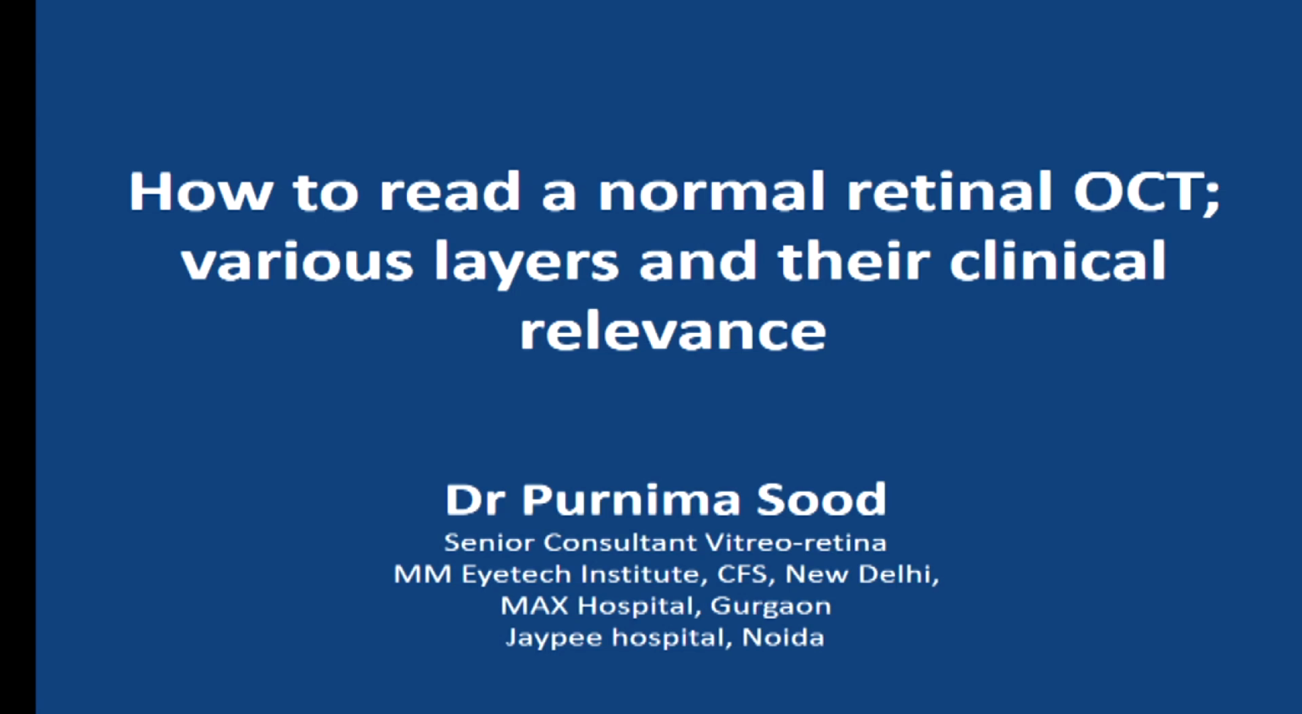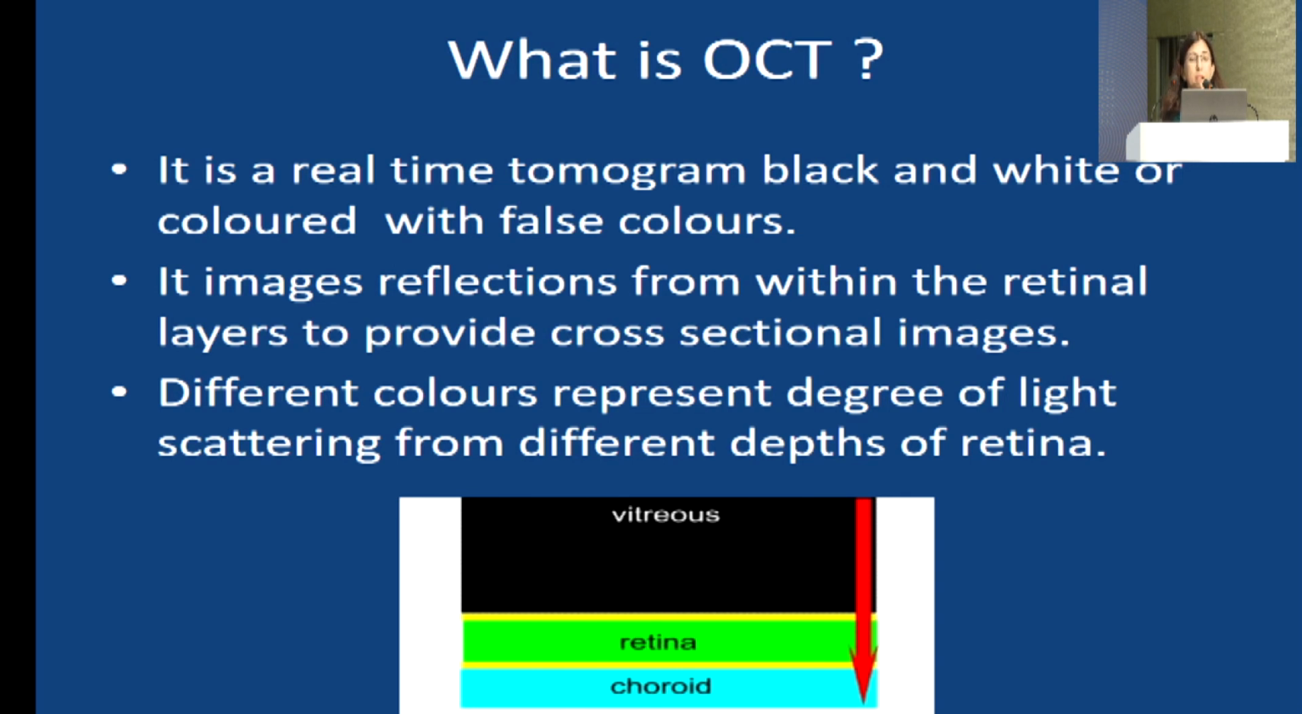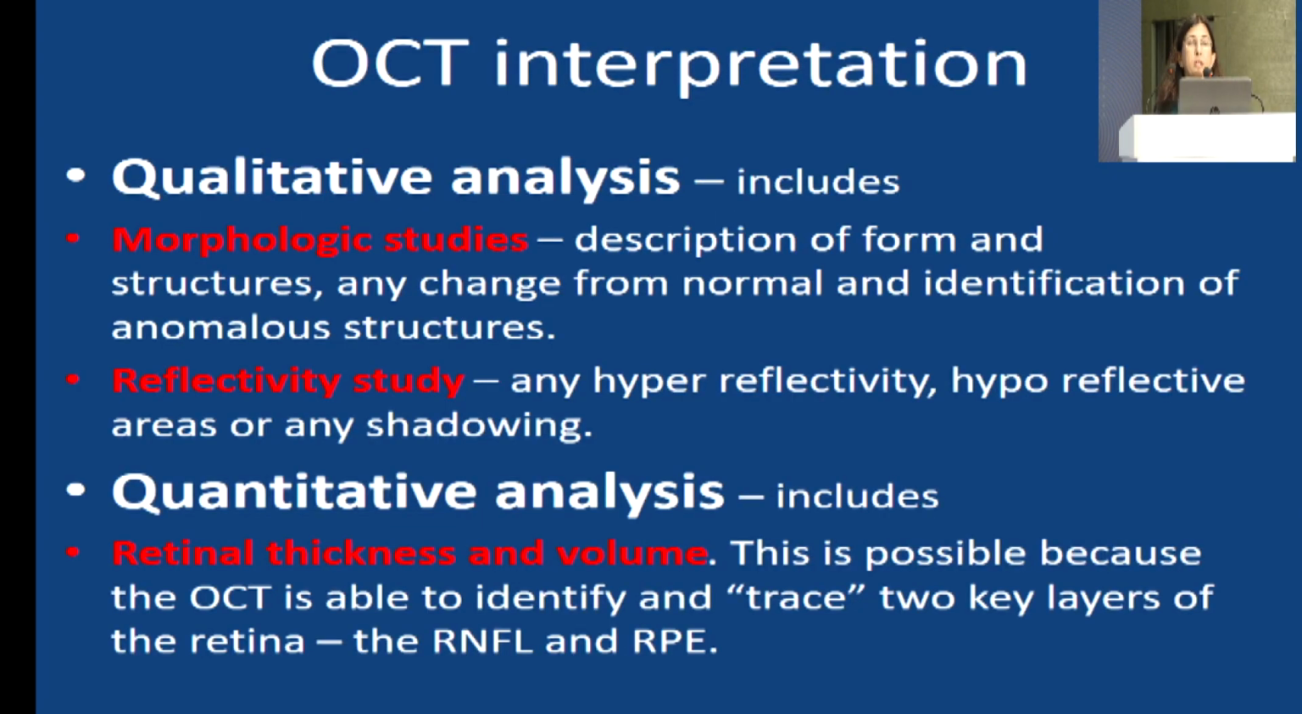Good morning, everyone. So I'll be talking about how to interpret a normal retinal OCT and what are the features that we can see. With OCT, we are able to get the different images because of the varying degrees of reflection from the different retinal layers. Whenever we are doing an OCT interpretation, we do two types of analysis: qualitative and quantitative. In the qualitative analysis, we do an overall study of the morphology of the layers, any changes, and we look at the reflectivity patterns. In the quantitative analysis, we look at the thickness and volume of the layers.